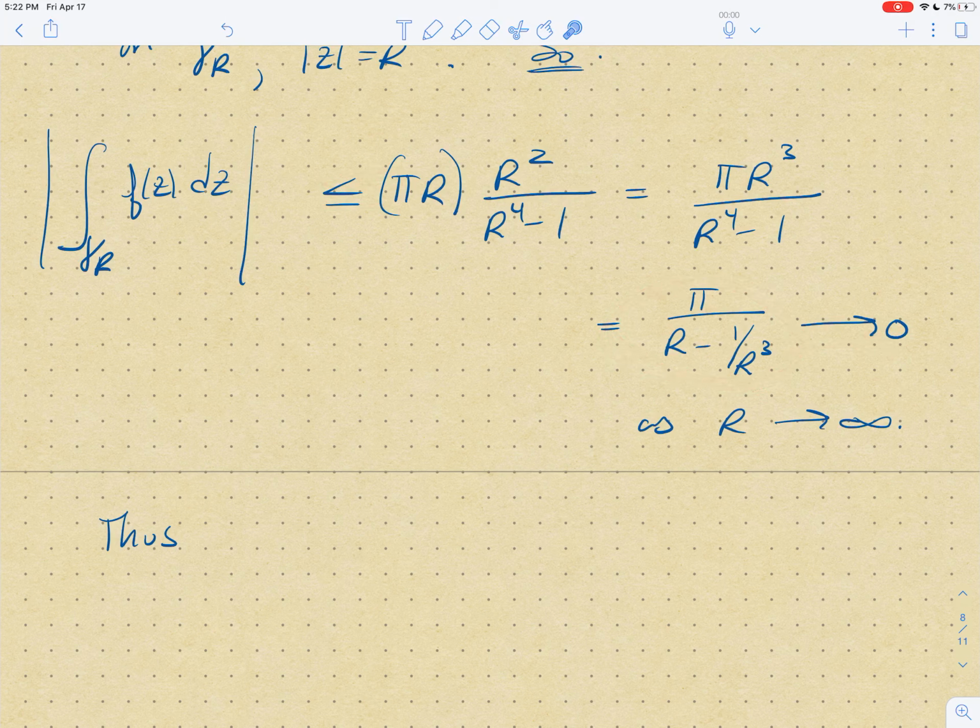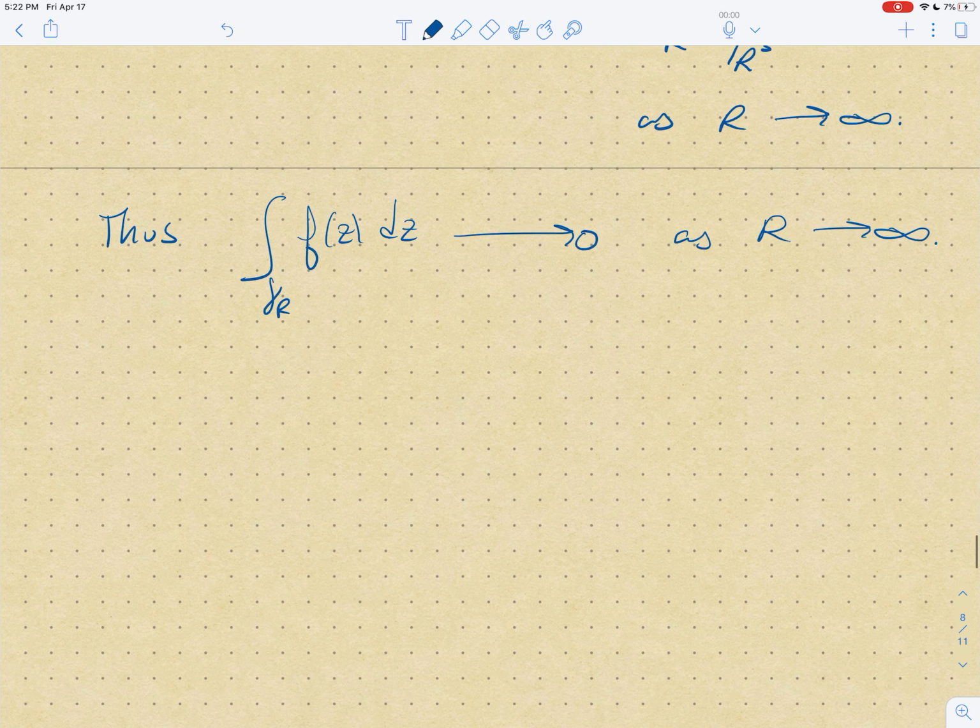That means this is going to 0. But the modulus of z is 0 if and only if z is 0. So we can conclude then that the integral of f of z dz along gamma of r, the whole integral, is going to 0 as r goes to infinity. And now we've got what we want. So let's write down the full statement.